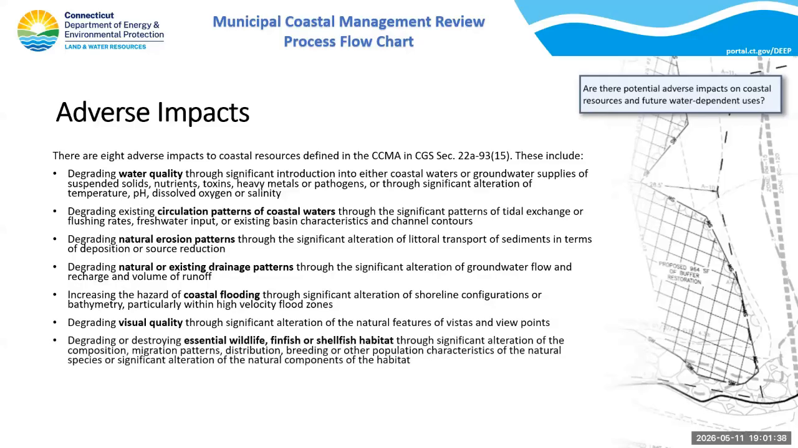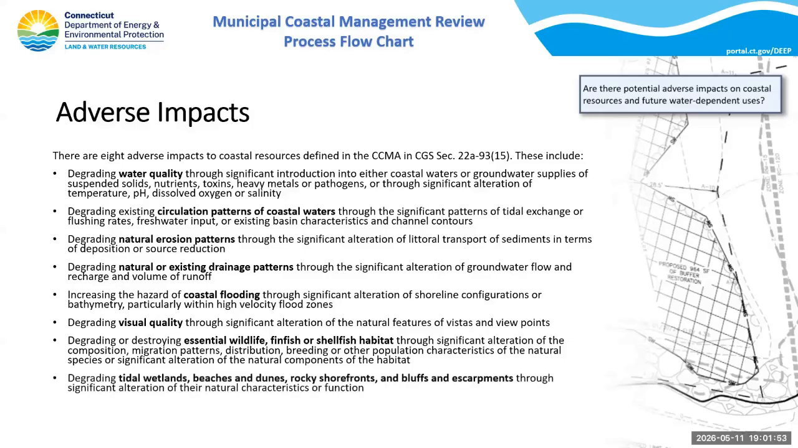And then degrading or destroying essential wildlife, finfish, or shellfish habitat through significant alteration of the composition, migration patterns, distribution, breeding, or other population characteristics of those species or their habitat. And then there is degrading tidal wetlands, beaches, dunes, rocky shorefronts, and bluffs and escarpments through the significant alteration of their natural characteristics for their function.